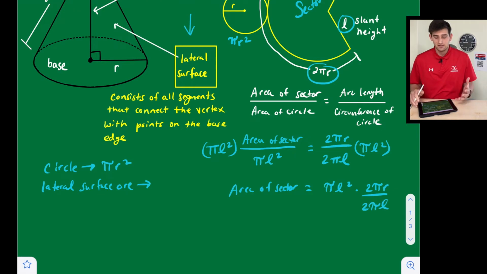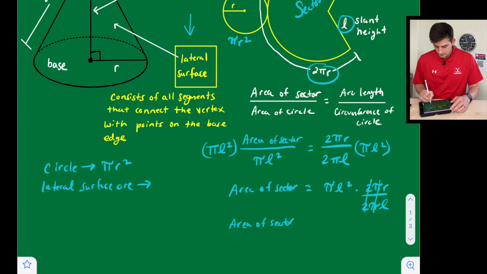Now we can simplify a little bit. We see that our 2's would cancel here, and our pi's would cancel. So now what we have, we'll go ahead and rewrite it: area of the sector is equal to pi l squared times r divided by l.